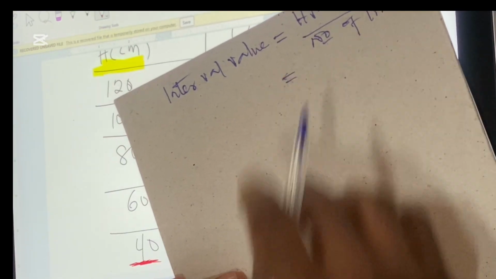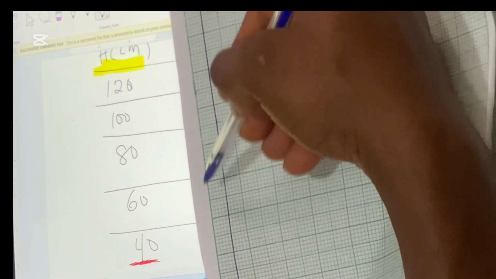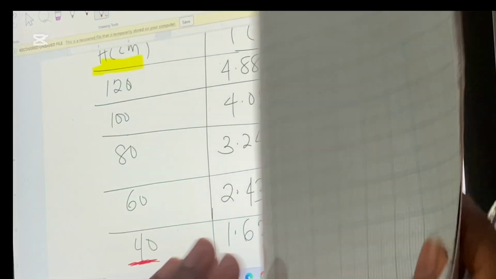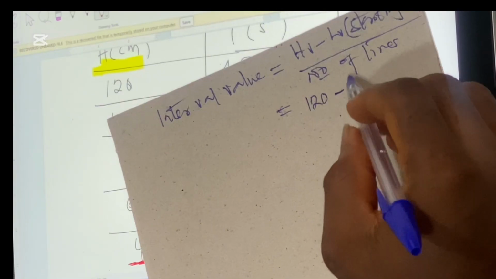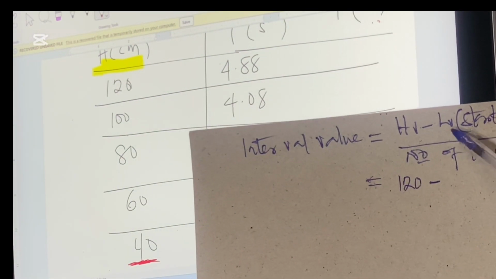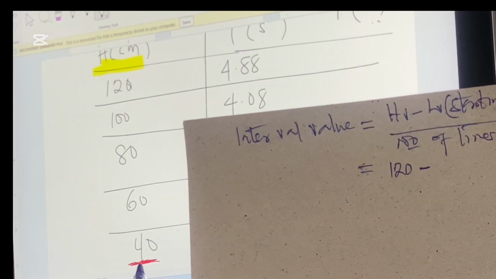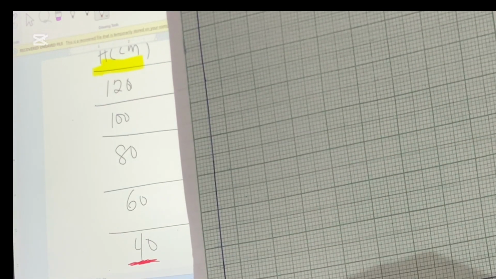Now, what is the highest value along this axis? Maybe I want to find the interval value here. I want to put in these values in this vertical axis, okay? The highest value is 120 minus the lowest value. Remember, the lowest value is not 40, because there's a point I started this graph from, and that point is 20. So replace with 20.